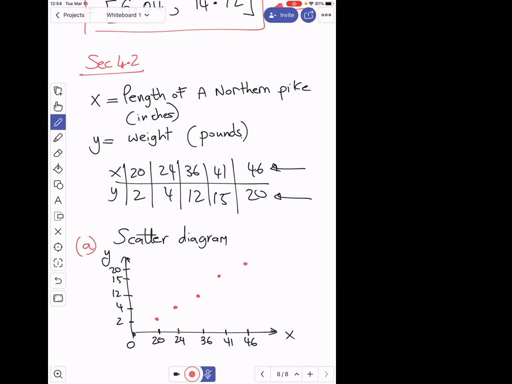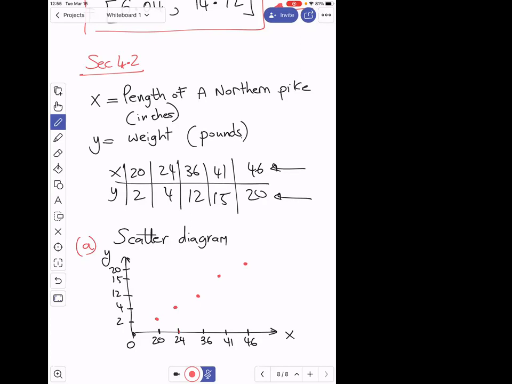Okay? So this is your scatter diagram. By the way, guys, in the test the diagram doesn't have to be perfect, right? The units don't have to be exactly perfect. So you can just try to use your own units, okay?